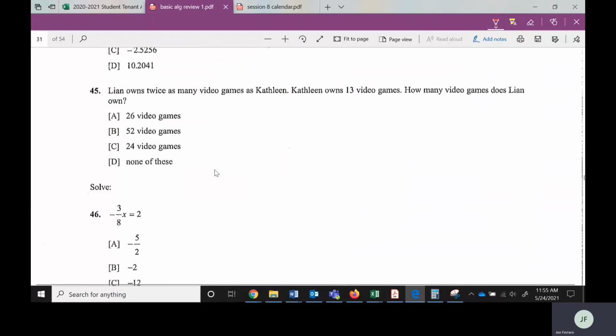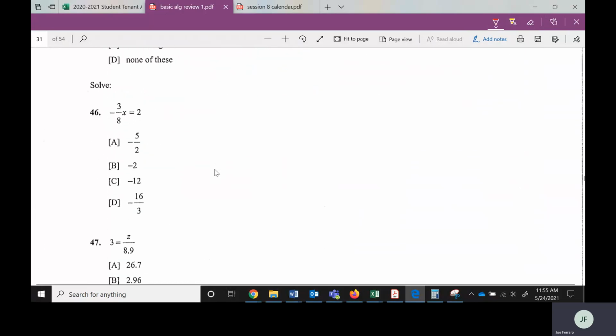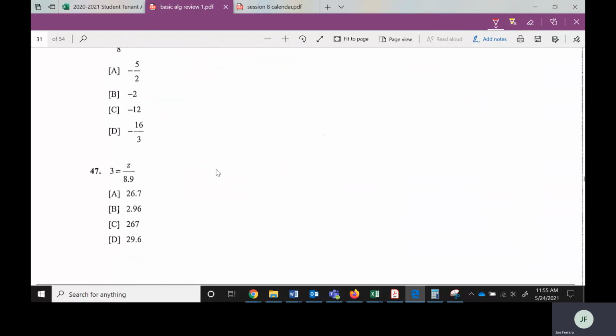We have two more on this page before we're going to look at word problems, and I'm going to do them. It's going to be 46 and 47. I'm going to actually do 47 first. So this is very similar to the first problem we did in these notes.